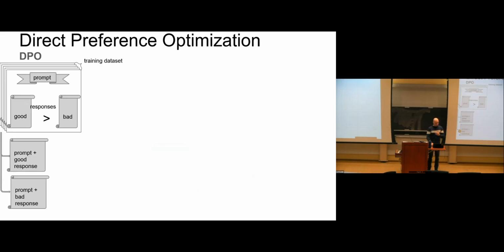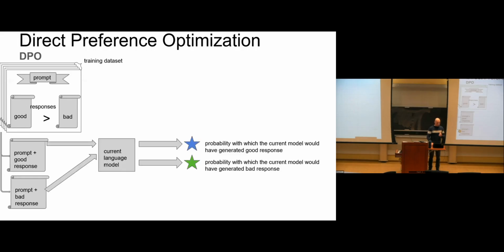So the pipeline of direct preference optimization is fairly straightforward. We can take a sample from our training data set consisting of the prompt and a good response and a prompt and a bad response, and then we can calculate how likely the current language model that is being trained right now is to generate that specific good response, and how likely it is to generate the bad response.